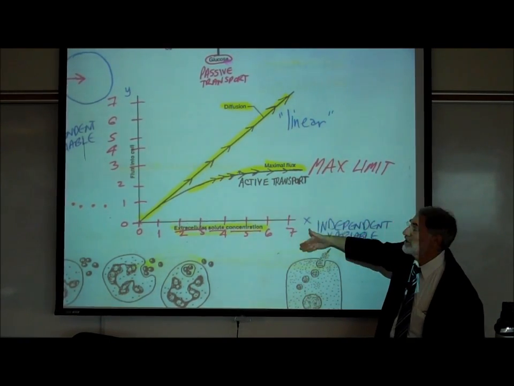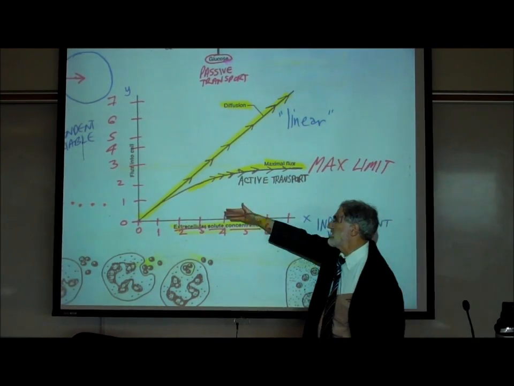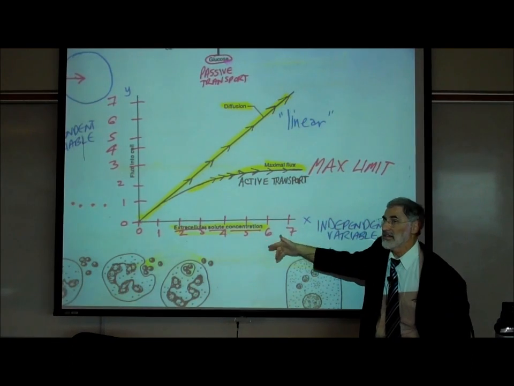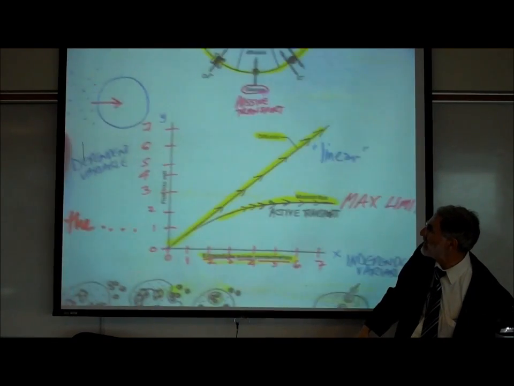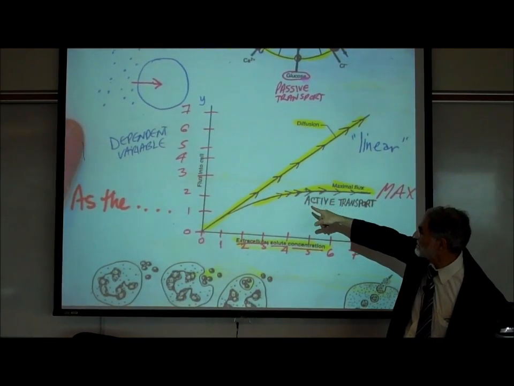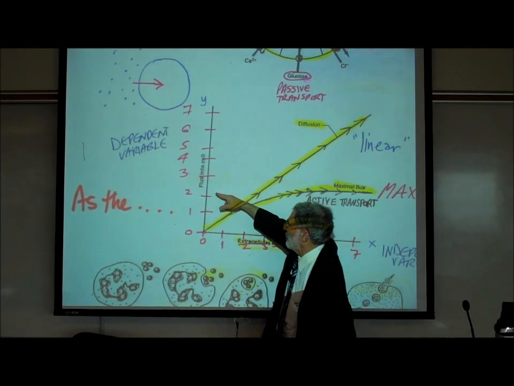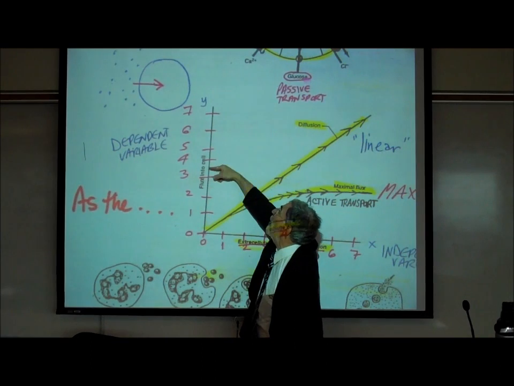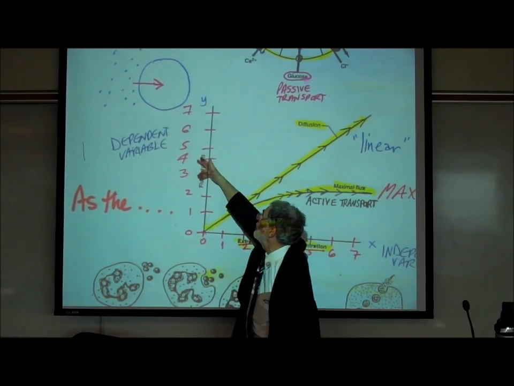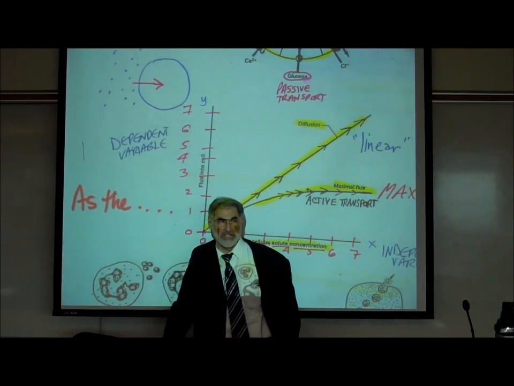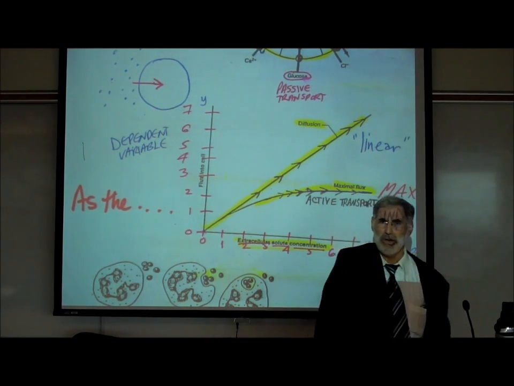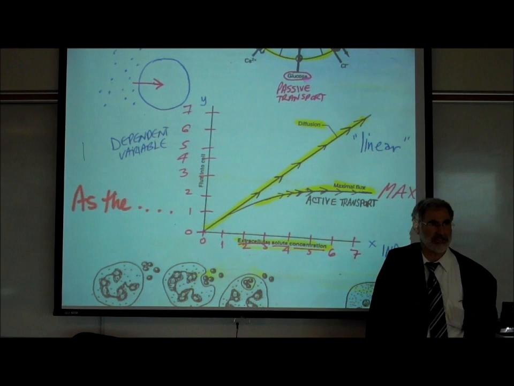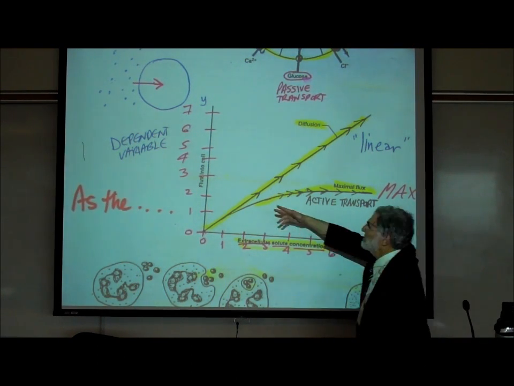It's increasing. So, as the extracellular solute concentration increases, now we look at what happens on the y-axis. What is the y-axis showing? The flux into the cell, the flow of the chemical into the cell. What's on the y-axis is called the dependent variable. Does this ring a bell for anybody? It's like in math and in graphing and in chemistry. All right, so this is the dependent variable.